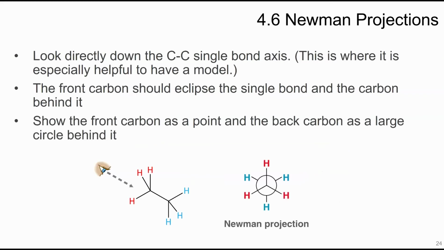So if you look directly down the carbon-carbon single bond axis, as this eyeball is showing you here, this is where it can especially be helpful to have a model, and I'll show you that in a second. The front carbon should eclipse the single bond and the carbon behind it. Here we're looking down this carbon, and we're not going to see this bond in between here, but we'll see the hydrogens on both sides. So show the front carbon as a point. So this is the front carbon, and the circle here is the back carbon.